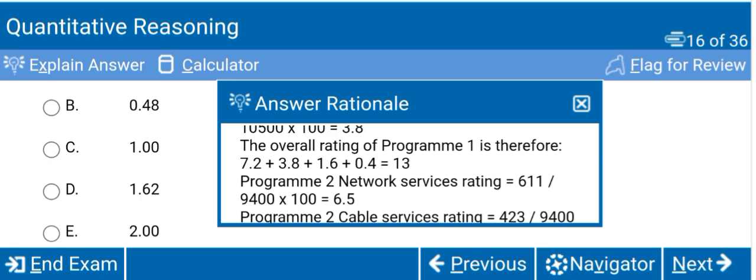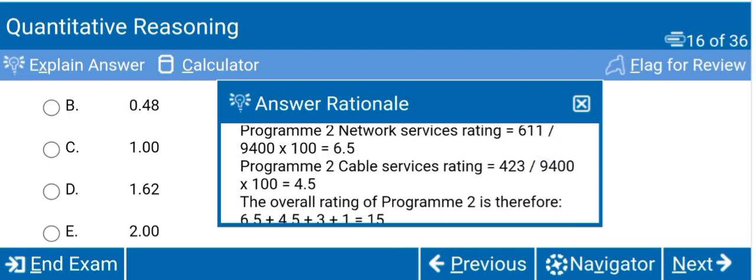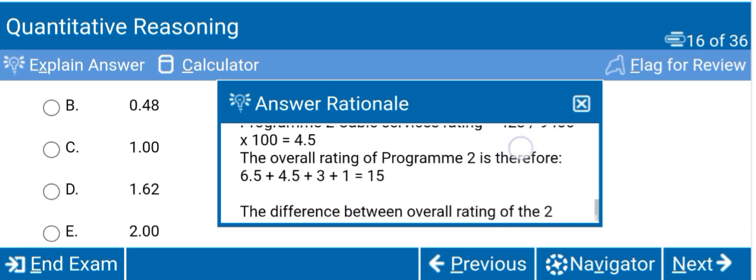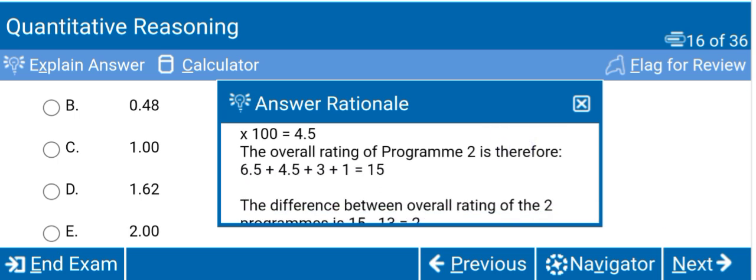Program 2 network services rating equals 611 divided by 9400 multiplied by 100 equals 6.5. So program 2 cable services rating, we have 423 divided by 9400 multiplied by 100 equals 4.5. The overall rating of program 2 is therefore equal to 15.